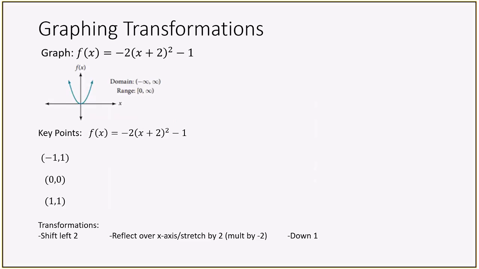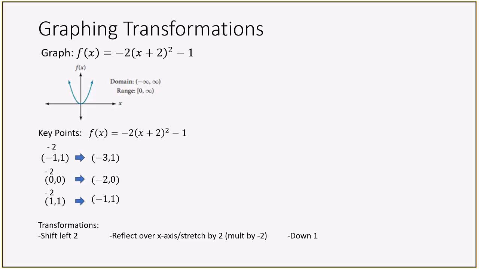And if I'm keeping track of that inside-outside logic, my first transformation is going to be applied to my x values because it is inside my parent function. It's in that parentheses. The next two are going to apply to my y values since they are outside of my squared function. So doing order of operations, my first transformation is shift left 2. So I'm going to subtract 2 from all of my x values. My first point will become (-3, 1). My second point will become (-2, 0), and my third point will become (-1, 1).